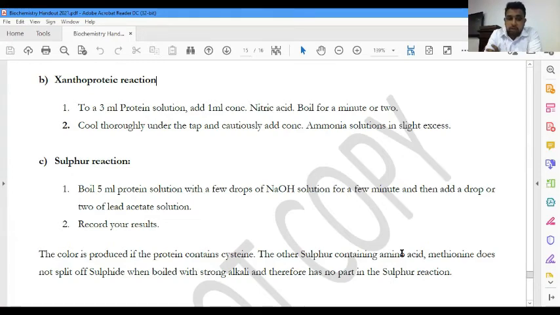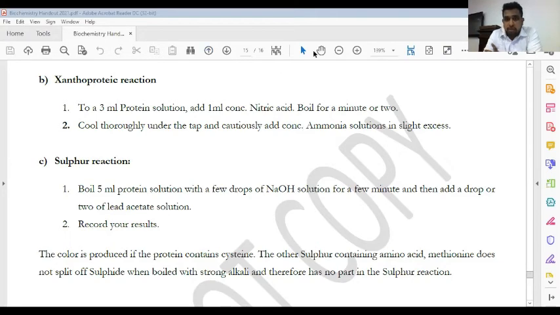You know that I told you in the very beginning, the elements of proteins are carbon, hydrogen, oxygen, and nitrogen. Apart from that, some amino acids contain sulfur as an element. Then can you give examples for that? Cysteine, one has answered as cysteine. Then what is the other one? Yes, methionine. Good. Cysteine and methionine. Few students have answered very correctly. You will see this sulfur reaction will give positive results for sulfur containing amino acids, but not both.